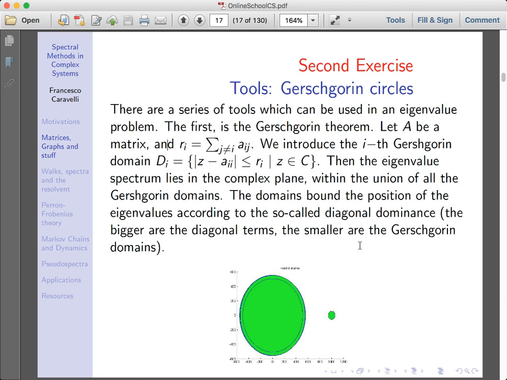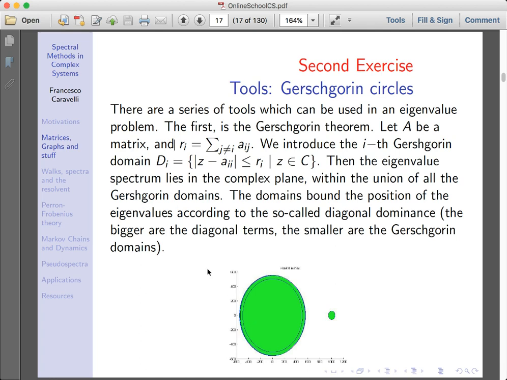Gershgorin domain, and this is one way to check or to bound the eigenvalues, given the knowledge of the nth element. Usually, this theorem is fairly loose unless the matrix is sparse, so only a few elements are non-zero.